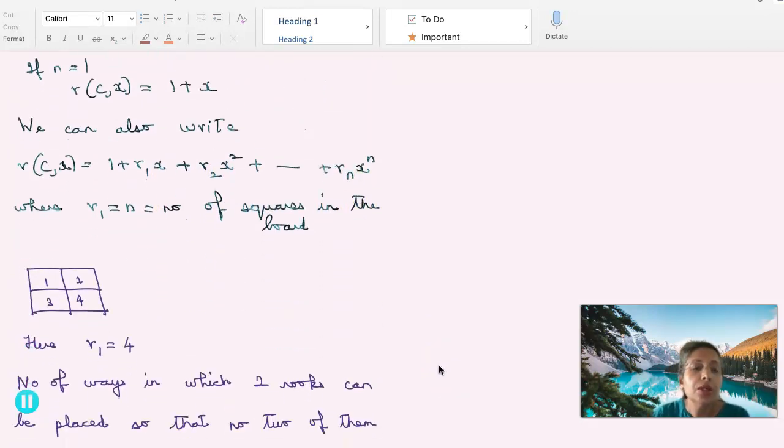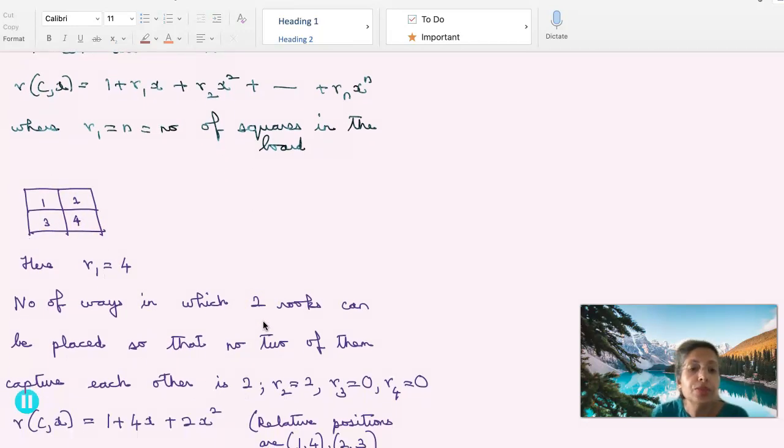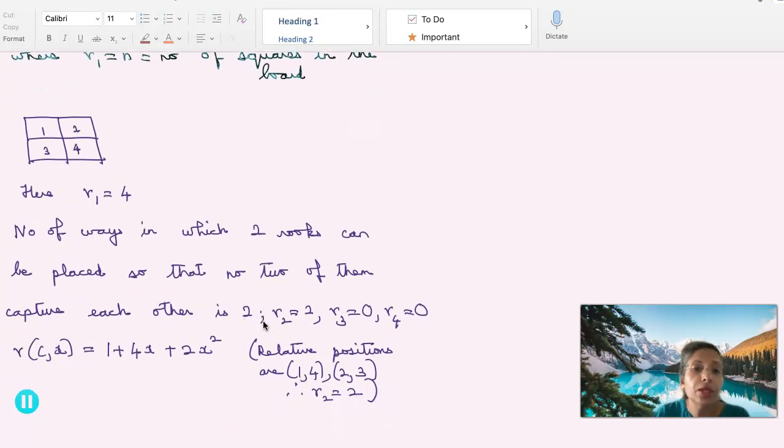Now consider here r1 equal to 4. There are 4 spaces here, and the number of ways in which two rooks can be placed so that no two of them capture each other is 2. That means either you can have 1 with 4 or 2 with 3. So R2 is 2. What is R2? The number of ways in which two rooks can be placed so that no two of them capture each other. And R3 and R4 are all 0. So what is R_C(x) here? 1 plus 4x plus 2x squared. Why is it 4 here? Because there are 4 spaces.